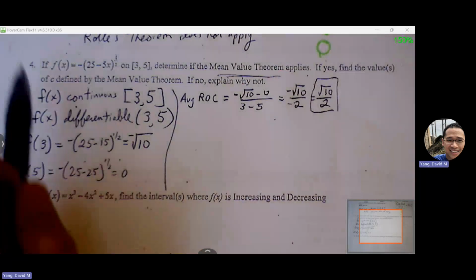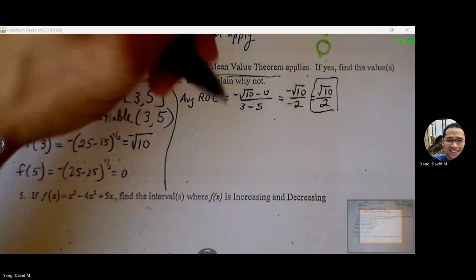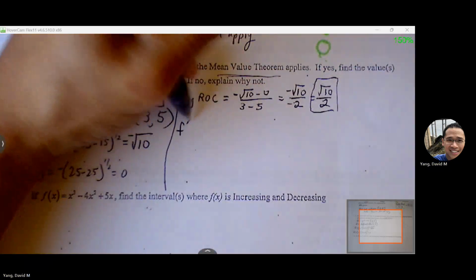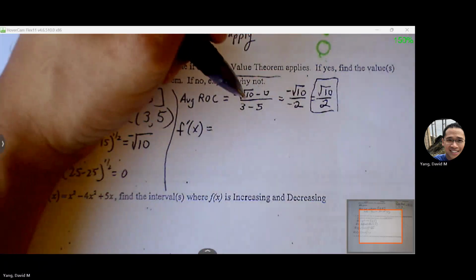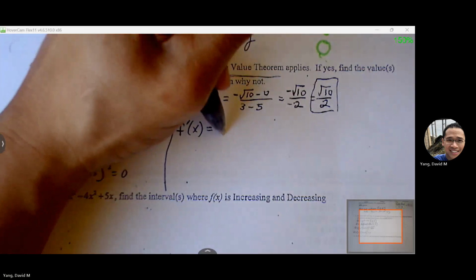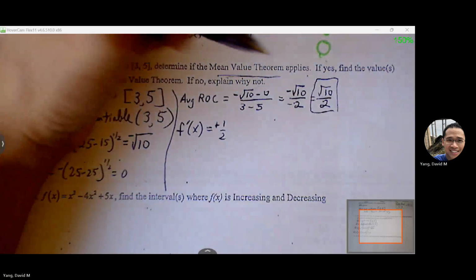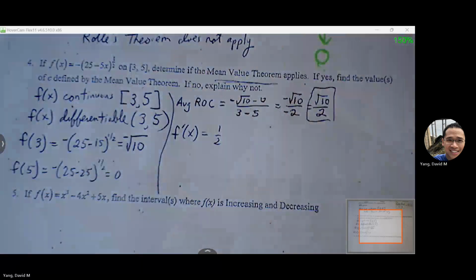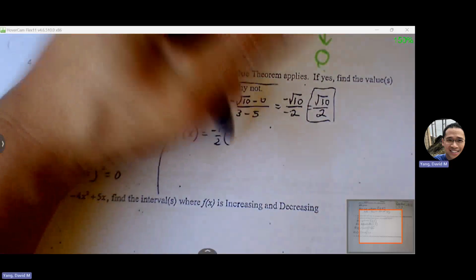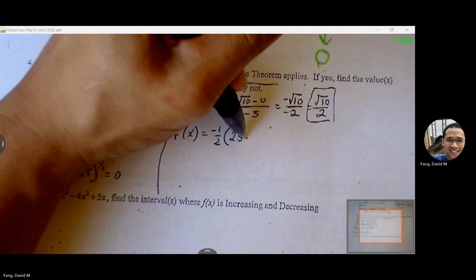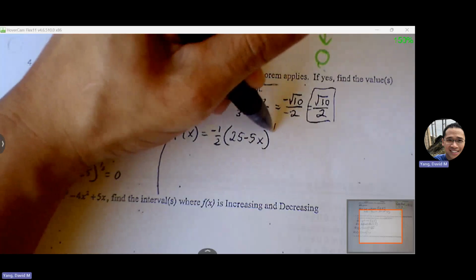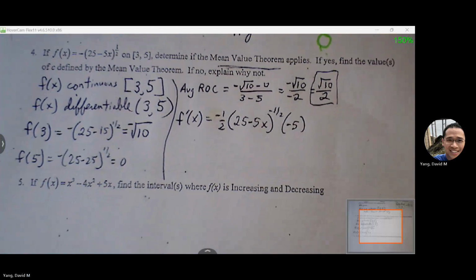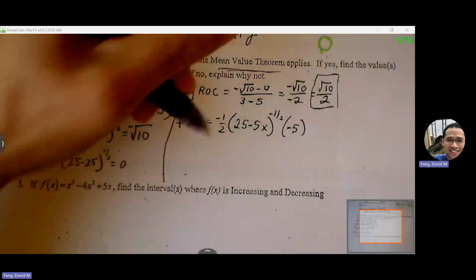Now let's focus on finding the what? Derivative, yep. To find the derivative, we have to go through what rule? Chain rule, yeah. Outside times inside derivative. Bring down the 1/2. Sorry, -1/2. I already have a negative in front. Keep the parentheses. Subtract 1 from the exponent. Multiply by the inside portion's derivative. Let's do some cleanup.